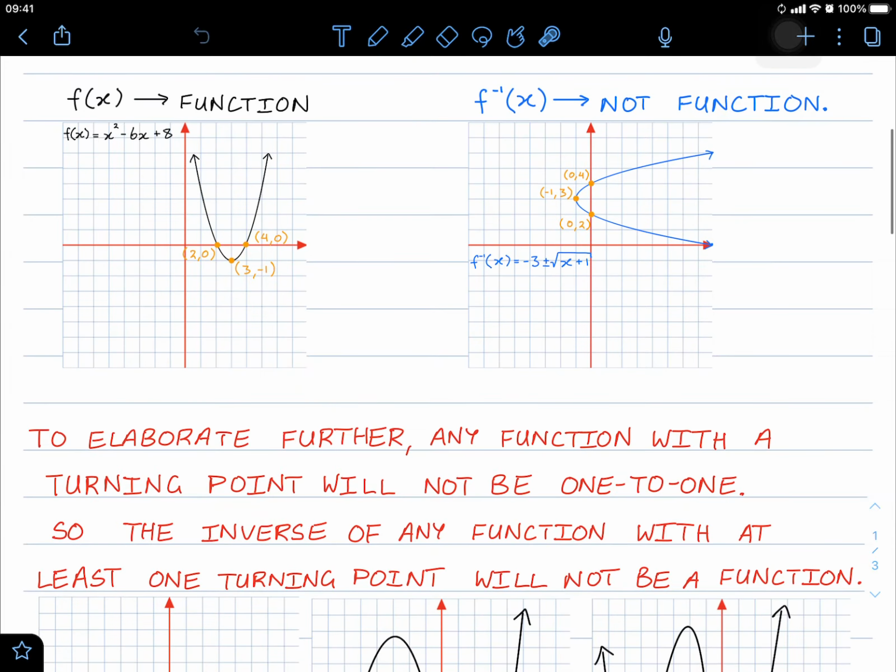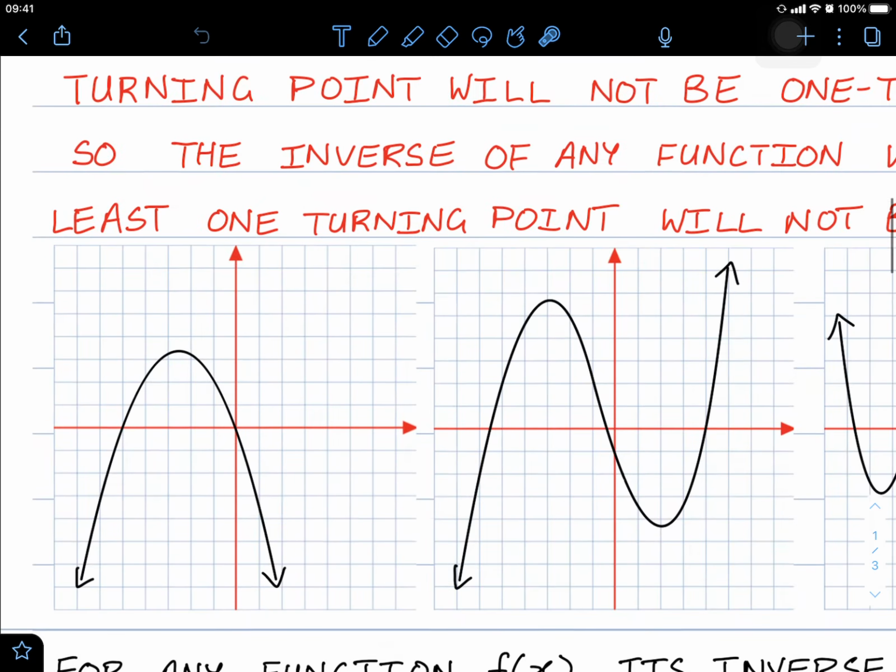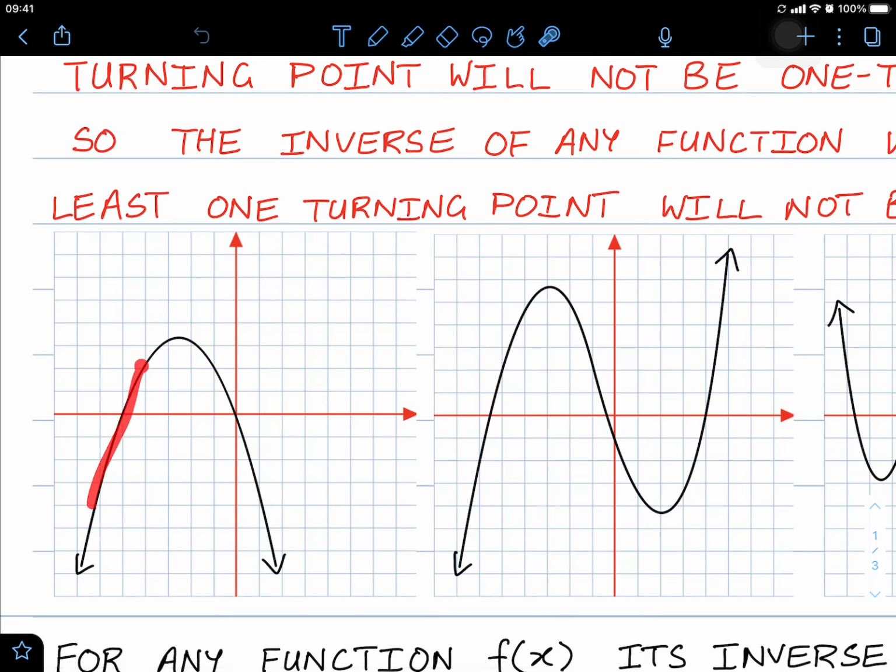To elaborate further, any function with a turning point will not be one-to-one. So the inverse of any function with at least one turning point will not be a function. Let's take a look. Any function with a turning point will immediately fail the horizontal line test.